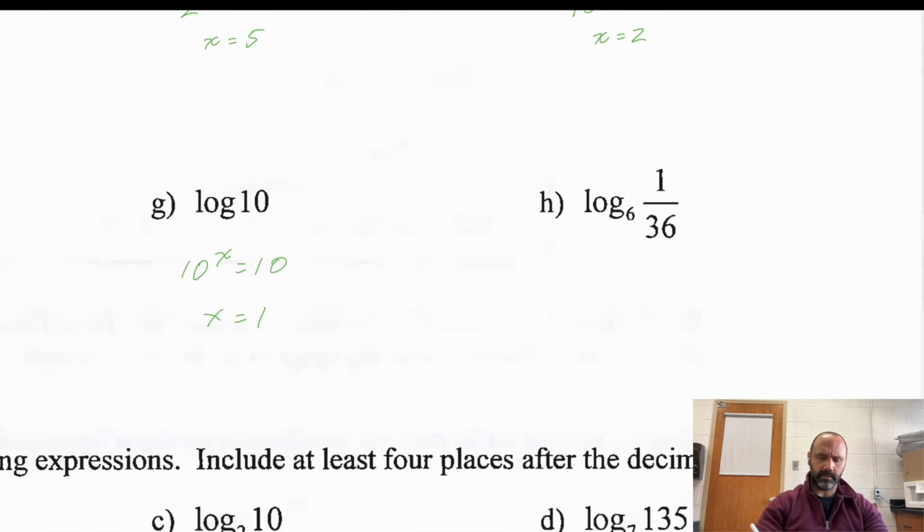And then what about this? Ooh, interesting, right? 6 to the what power is 1 over 36? Well, how would I get 36? By squaring it, but then 1 over, so that means I need a negative exponent. And so x is -2. So again, you have all the concepts for this. It's just a matter of practicing and seeing the different situations.